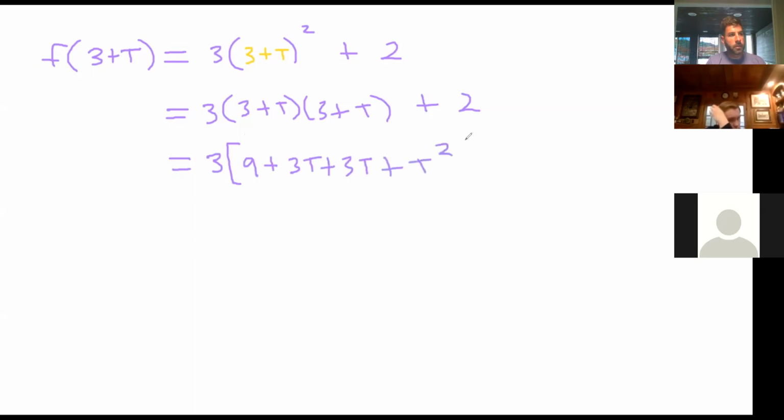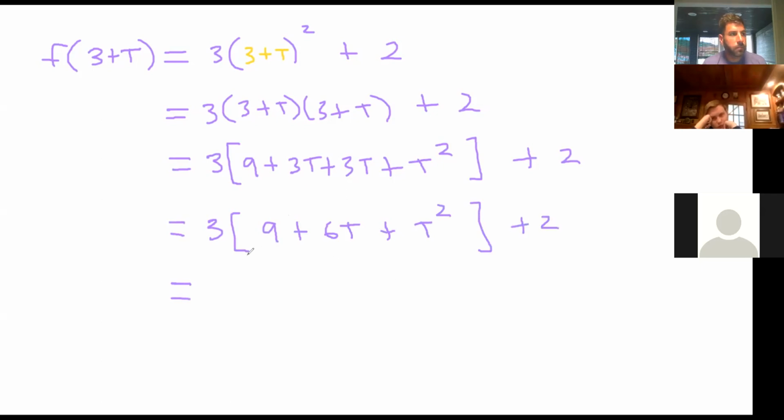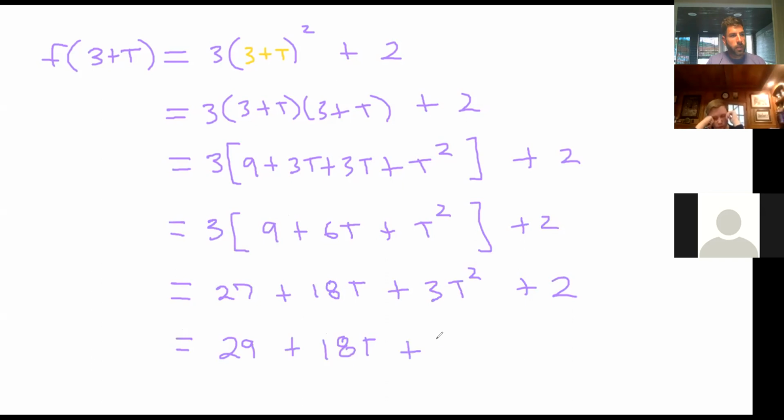I'm distributing. That's how you multiply algebraic expressions. You must distribute. And then you can clean this up inside. This is 9 plus 6t plus t squared. And then I can distribute this 3 to get 3 times 9 is 27 plus 18t plus 3t squared plus 2. And then finally, we've expressed it as 29 plus 18t plus 3t squared.